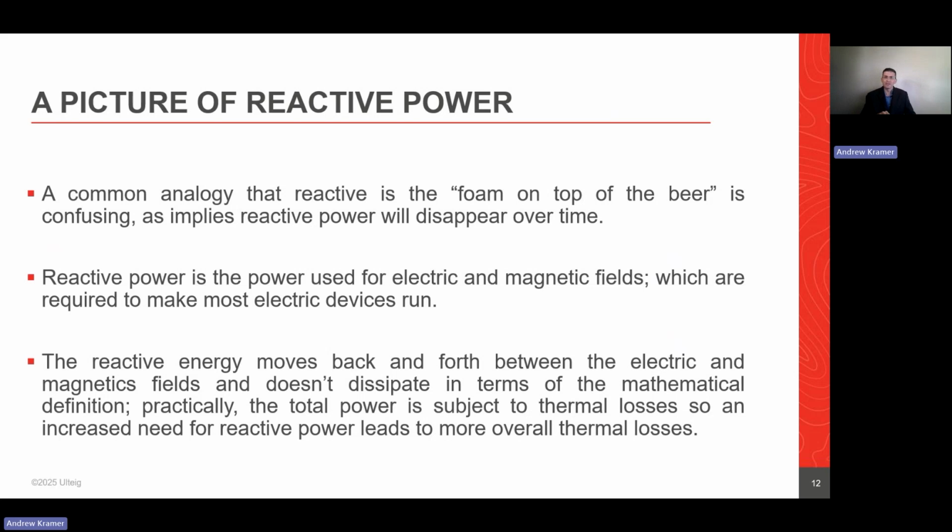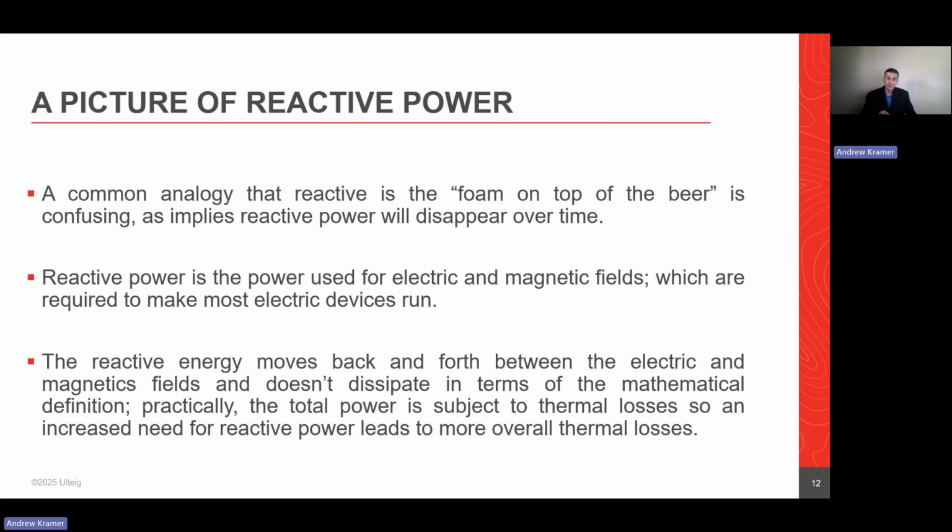A common analogy of reactive power is that it is the, quote unquote, foam on the top of the beer. I don't like this analogy. I know why it's used. I don't disrespect anyone that tries to make the analogy. It's not terrible for an introduction, trying to give you a picture of what it is. But I think it's confusing in the fact that you might think, well, foam is not real. It just dissipates, and that's reactive power. That's not the case at all.